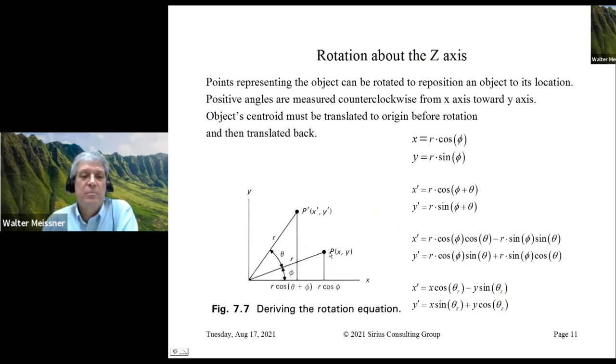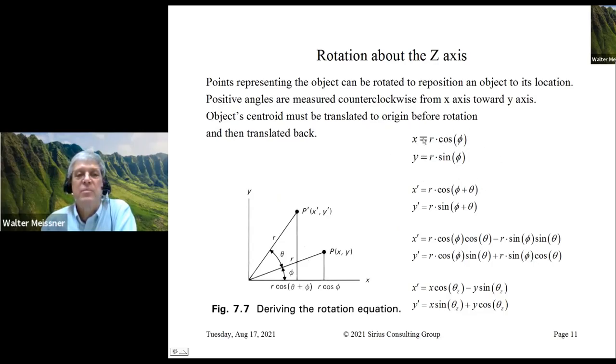So here's a point P. It's actually being rotated about the point 0,0, and here's P prime where it's going to wind up. Its original angle is angle phi. It's going to move an additional angle theta over. So just taking the adjacent distance here will give you r cosine theta, and the opposite will give you r sine. R cosine phi and R sine phi are the equations that you start out with.